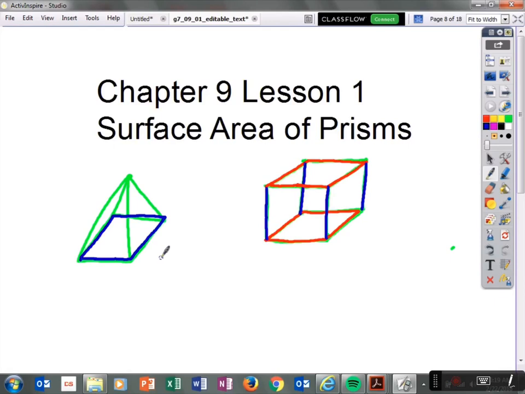Then you go to the middle of the square and you go straight up. I didn't go straight up very well. But you go straight up, okay? And you put a dot somewhere above it. And then from that dot, you draw a line to every corner of your flattened square.